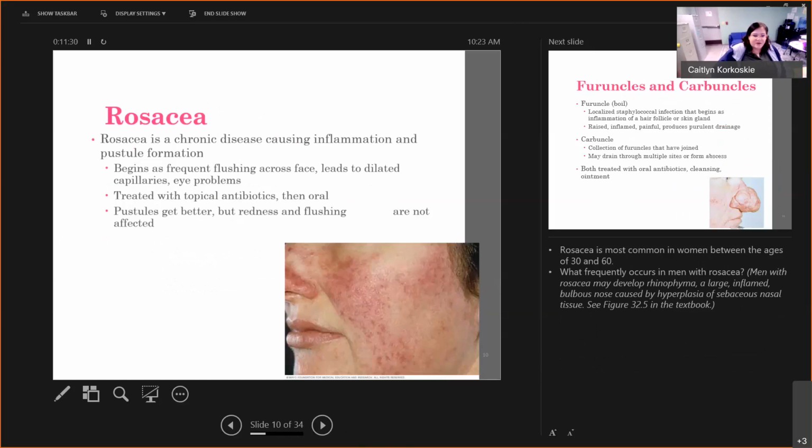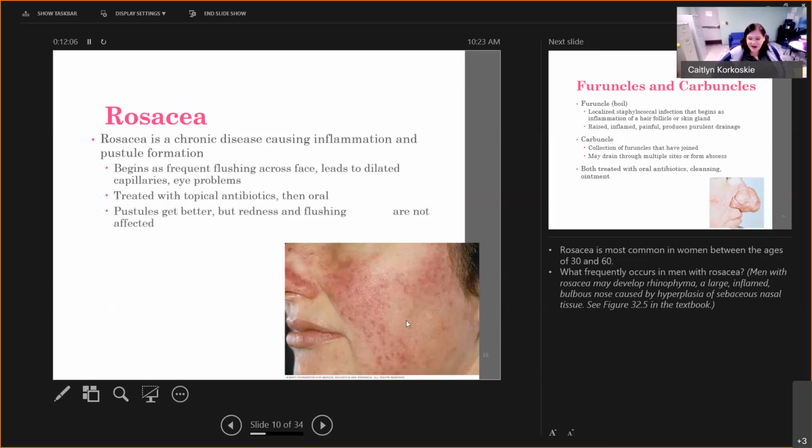All right, and then you have rosacea, which is a chronic disease caused from inflammation, and it begins as flushing across the face that then leads to dilated capillaries and eye problems sometimes. So this is one that's also treated with topical antibiotics and then sometimes oral medications. It'll appear as pustules that get better, but then the redness and flushing pretty much remain on a patient. So they always have this red area on their face.